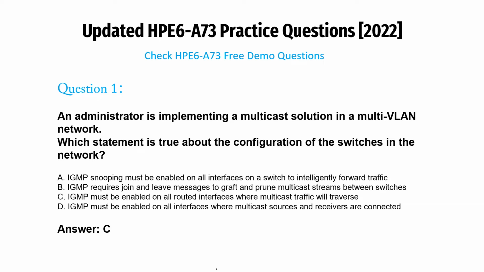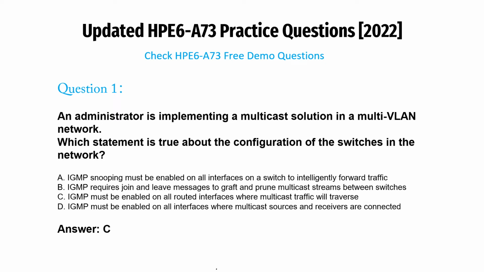Question 1. An administrator is implementing a multicast solution in a multi-VLAN network. Which statement is true about the configuration of the switches in the network? A. IGMP snooping must be enabled on all interfaces on a switch to intelligently forward traffic. B. IGMP requires join and leave messages to graft and prune multicast streams between switches. C. IGMP must be enabled on all routed interfaces where multicast traffic will traverse. D. IGMP must be enabled on all interfaces where multicast sources and receivers are connected.